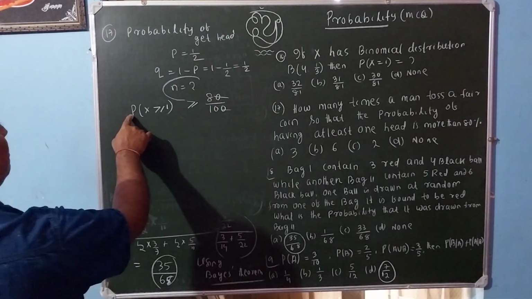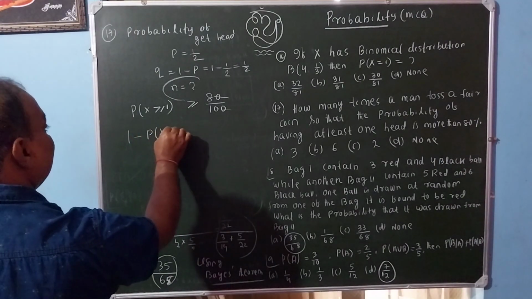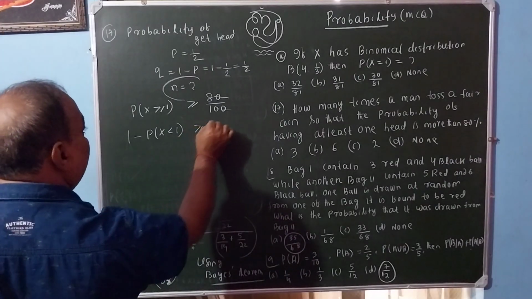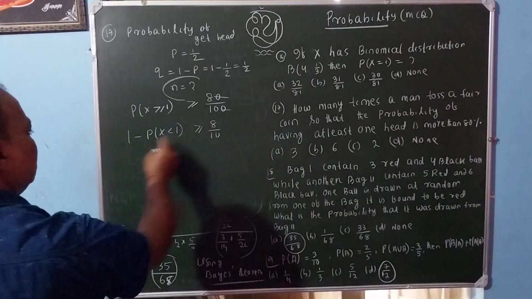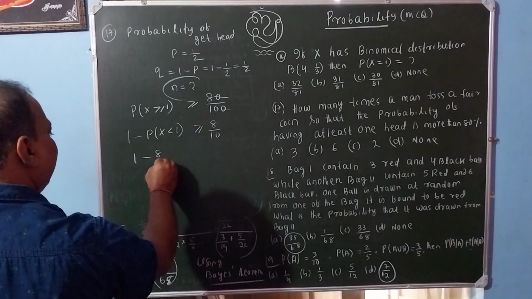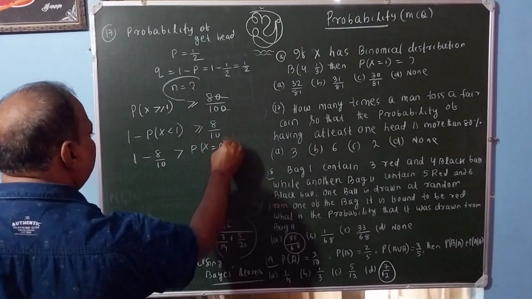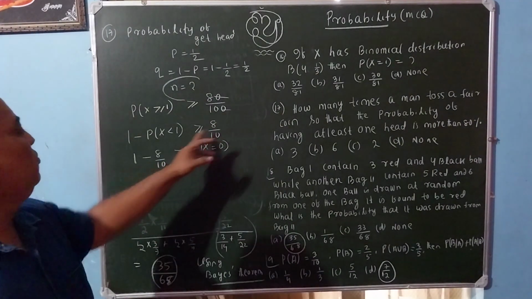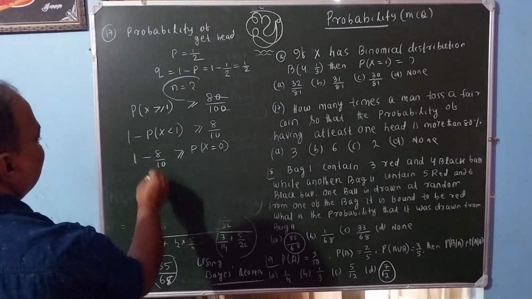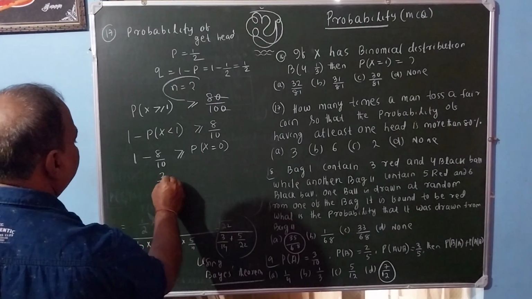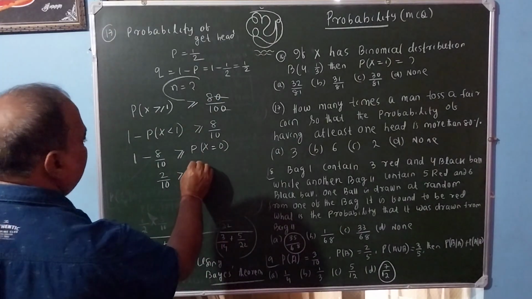Cancel the zero. Probability of x greater than or equal to 1 means 1 minus probability of x less than 1 is greater than or equal to 8 by 10. Probability of x less than 1 means probability of x equal to 0. So 1 minus 8 by 10 is greater than or equal to probability of x equal to 0. This will go to this side, this will go to this side. So here it is 10 minus 8, that is 2 by 10 is greater than or equal to probability of x is equal to 0. Applying the binomial distribution.